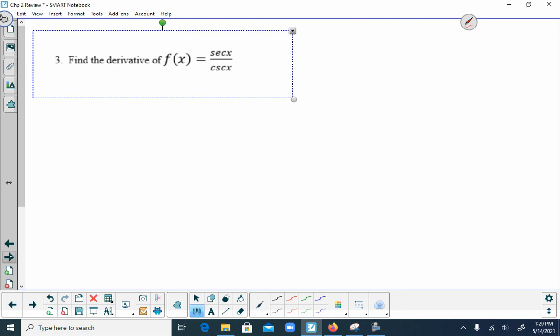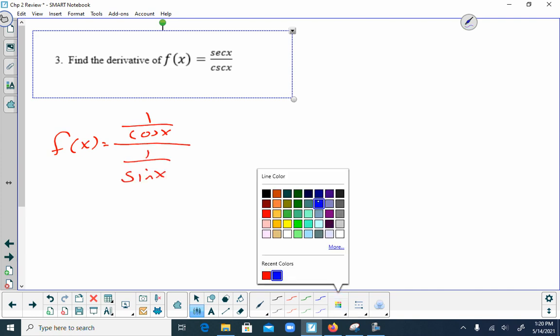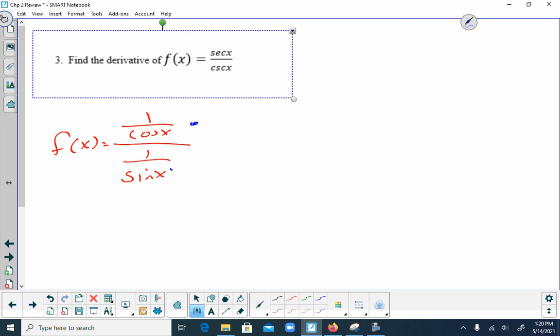It's a trig function. I'm going to simplify before I find it because I really don't want to use the quotient rule if I don't have to. So I'm going to think of secant as 1 over cosine, and I'm going to think of cosecant as 1 over sine. To take care of this division, I'm going to end up multiplying the numerator by the reciprocal of the denominator.